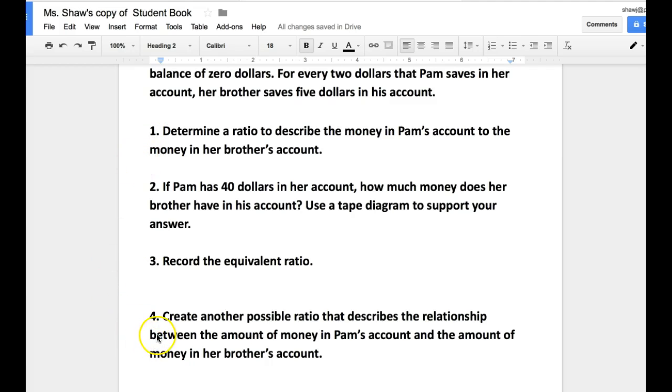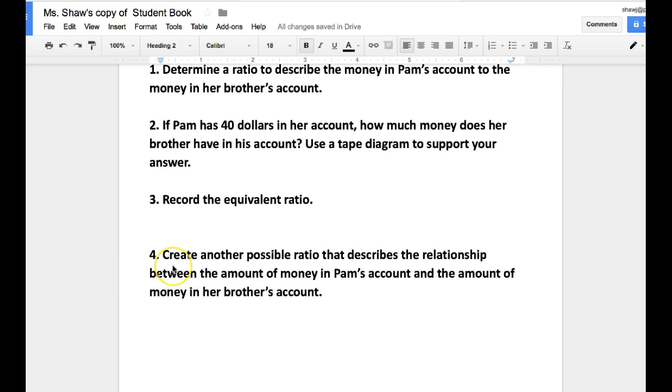So number 4 then asks, create another possible ratio that describes the relationship between the amount of money in Pam's account and the amount of money in her brother's account. Basically, it's asking you to record an additional ratio from the one we got in number 3. We started off with number 1, and then number 3 had an equivalent one. Number 4, we need to come up with 2 more possible ones.